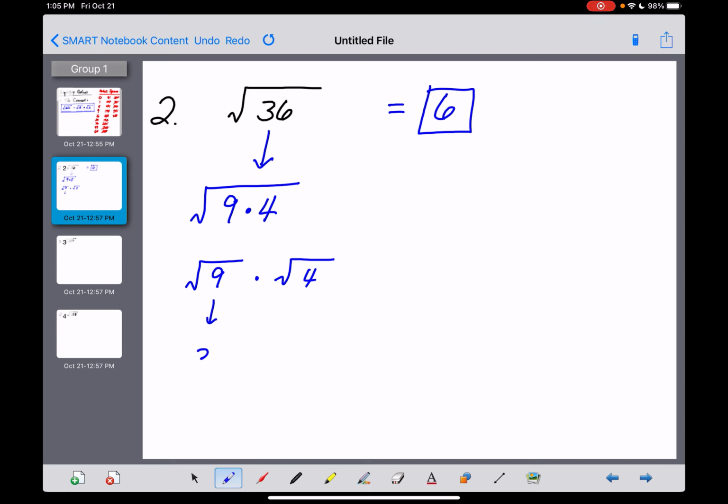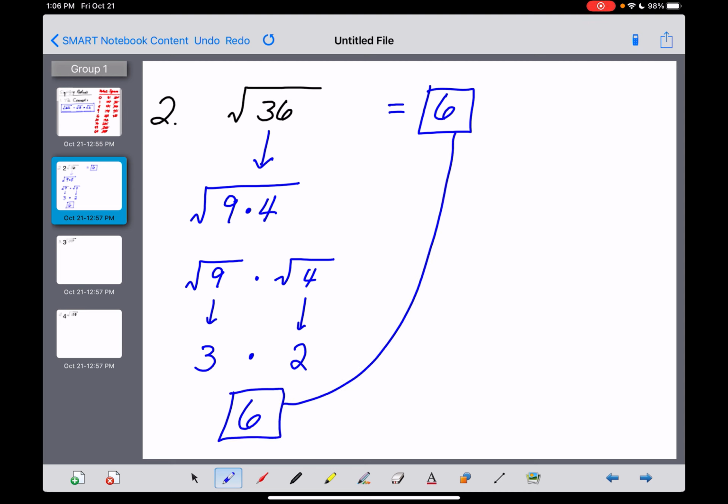The square root of 9 is 3. Not the square root of 3, guys. That radical doesn't stay there. The square root of 9 is just 3. Times, and the square root of 4 is 2, and our problem is now 3 times 2, and our answer, of course, is 6. So obviously, you didn't need this method for simplifying radicals on something like the square root of 36, but that little trick might come in handy, and hopefully it illustrates that this method works. Let's talk about a second example here, guys.